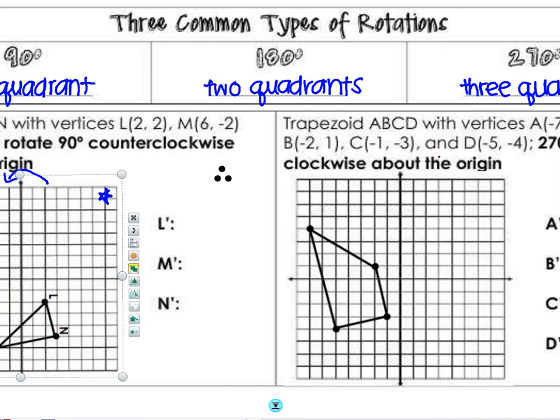So I'm going to go through and just plot it as if it were normal. So what that means is this is my normal way of plotting. I'm going to go 2, 2, to the right 2, and up 2. Okay? And that's L prime. I'm going to go 6, negative 2. So I'm going to go 6, 1, 2, 3, 4, 5, 6. I'm going to go negative 2, 1, 2. All right, so that's M prime.